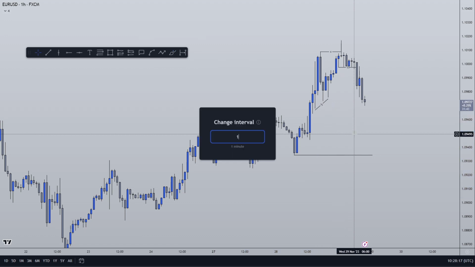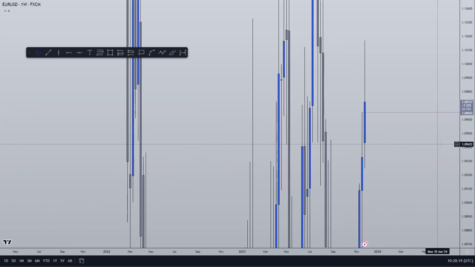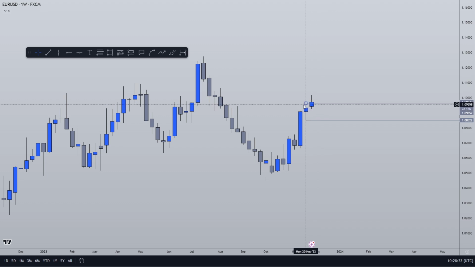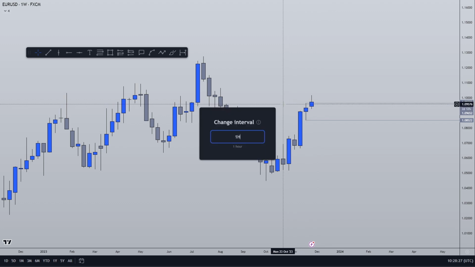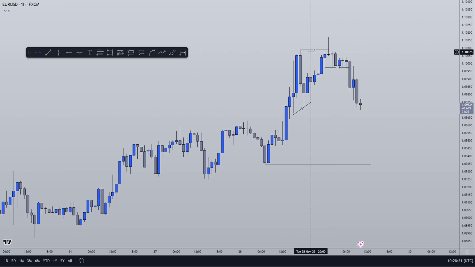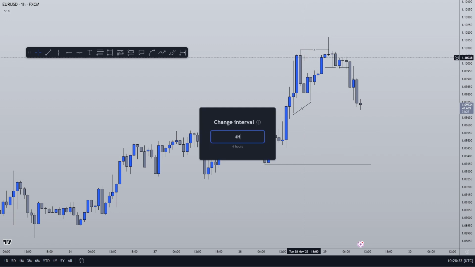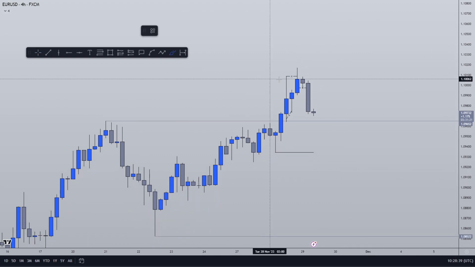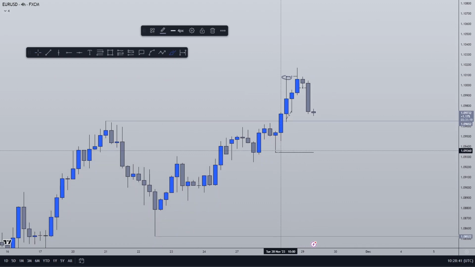Quickly, what I want to show you as well is the weekly time frame, where we can see we took out the previous week's high. And if you go back to the 1 hour, you can see we swept this high here as well. I think you can see it a bit clearer on the 4 hour. Here we have this range high and range low, and price wicked this high.